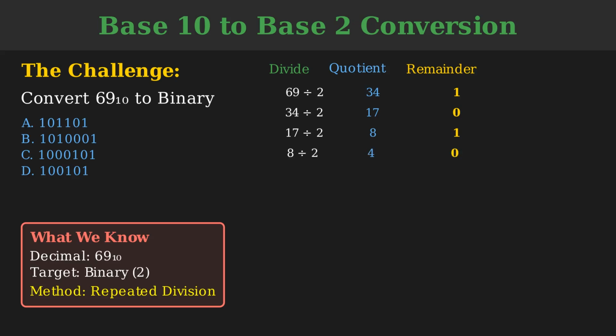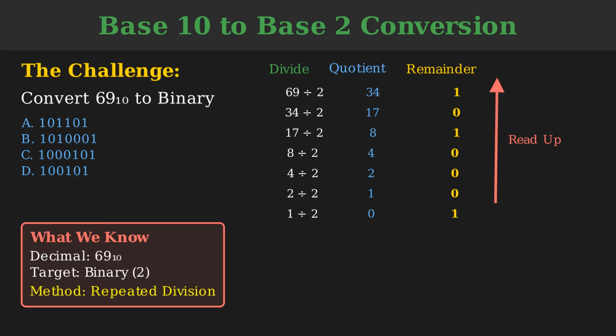8 divided by 2 equals 4, remainder 0. 4 divided by 2 equals 2, remainder 0. 2 divided by 2 equals 1, remainder 0. And finally, 1 divided by 2 equals 0, remainder 1. We stop at 0. Now, the key step.